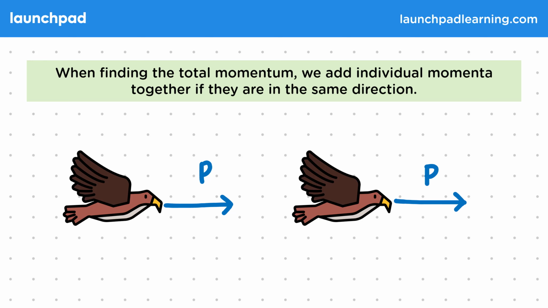So what do we do if we want to find the total momentum of the two birds? Well, in this example, both of the momentum vectors are pointing in the same direction, so we simply add them together. So the total equals p plus p, which is equal to 2p. But we won't always add momenta like this.